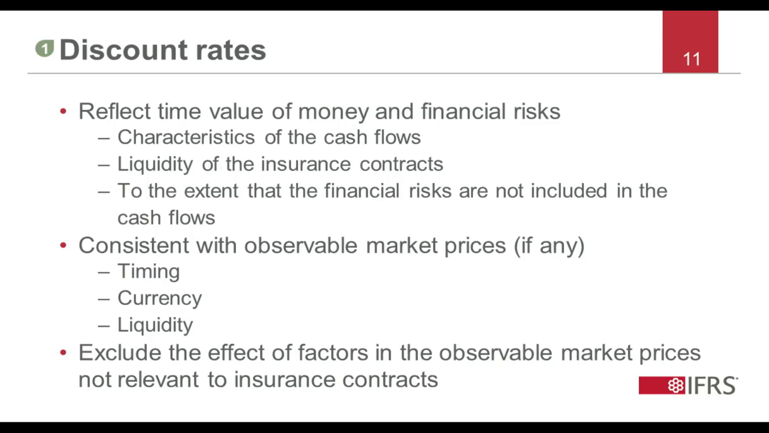So, for example, a risk-free rate on a liquid bond would need to be adjusted to get to an illiquid or less liquid risk-free rate. It is worth noting here that a margin for the insurer's own credit risk is not included in the measurement. If the cash flows on the insurance contracts are linked to asset returns, then both the cash flows and the discount rate will reflect that asset risk.